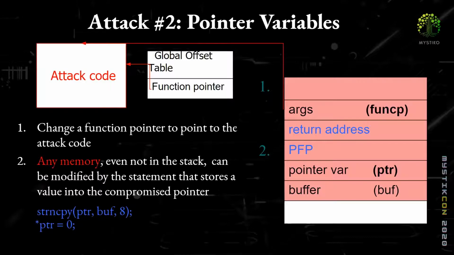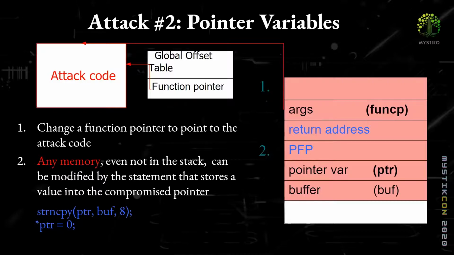Attack 2, the second attack vector, using pointer variables. If we have a pointer variable in the local stack, we can change the function pointer to point to the attacker controlled code. Any memory, not necessarily in the stack, can be modified by the statement that stores the value into the compromised pointer. During the overflow, we change the location pointed to by the pointer to attacker controlled code by changing the value of the global function pointer in the global offset table.